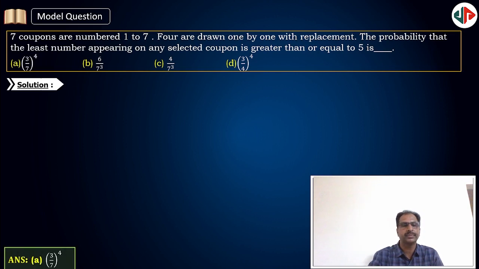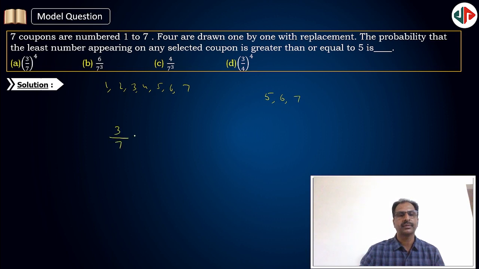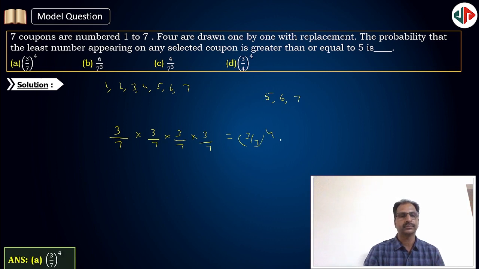Next, 7 coupons are numbered 1 to 7. Now 4 are drawn one by one with replacement. So 4 coupons are not drawn at a time, they are drawn one by one with replacement. The probability that the least number appearing on any selected coupon is greater than or equal to 5 means I should get either 5 or 6 or 7. So what is the probability? 3 out of 7. That should be repeated 4 times. 3 by 7 into 3 by 7 into 3 by 7 into 3 by 7, which is 3 by 7 whole power 4. Option A.